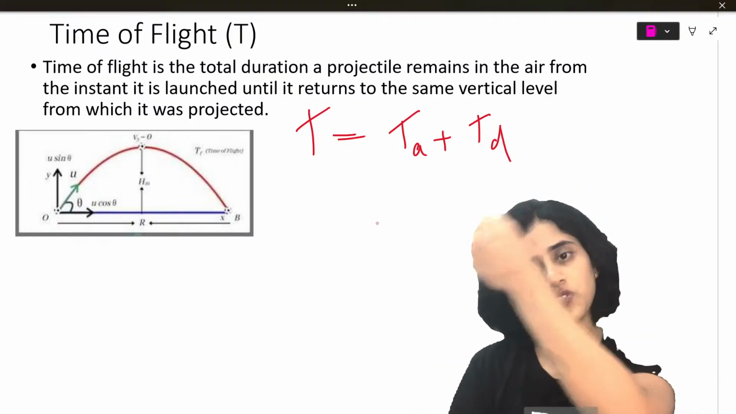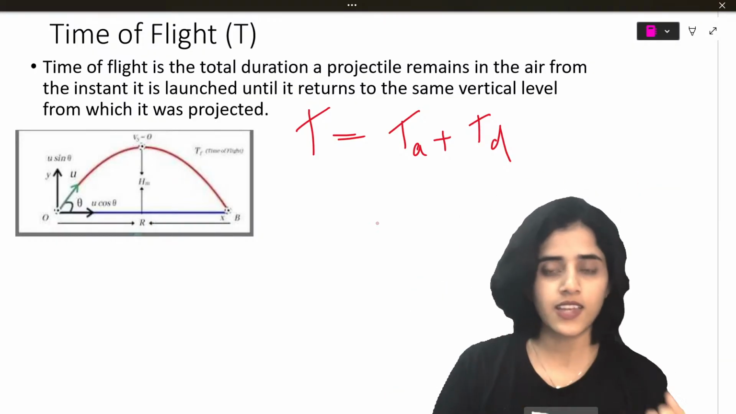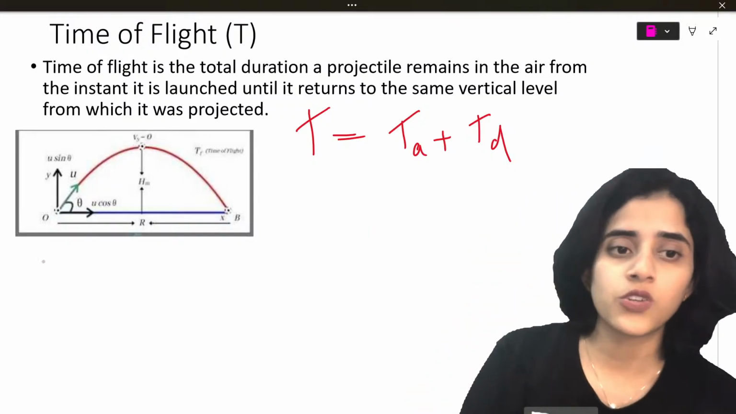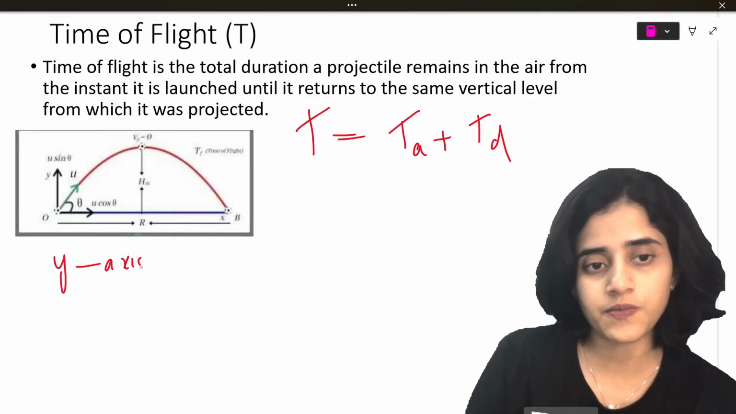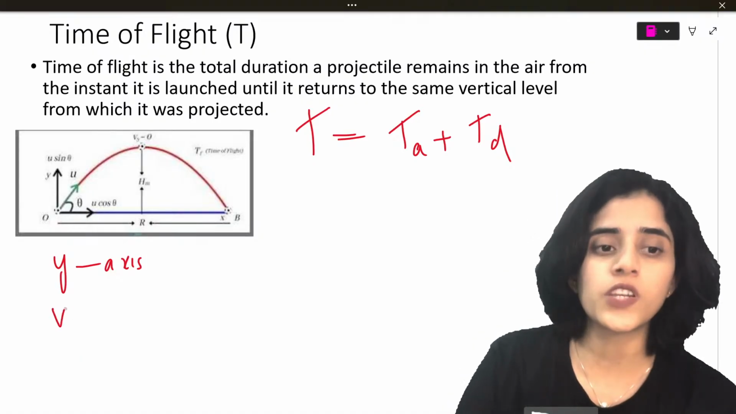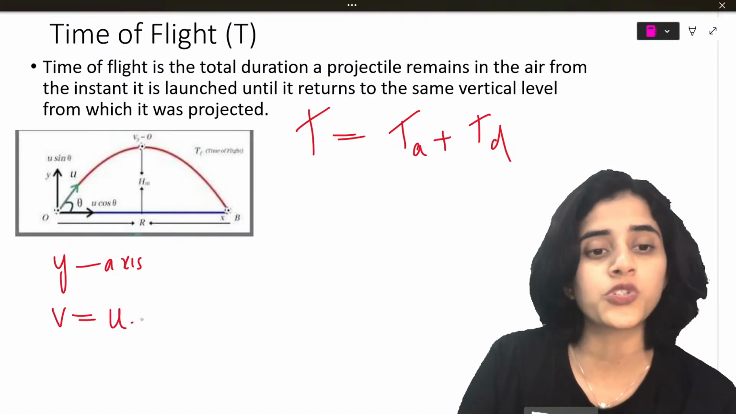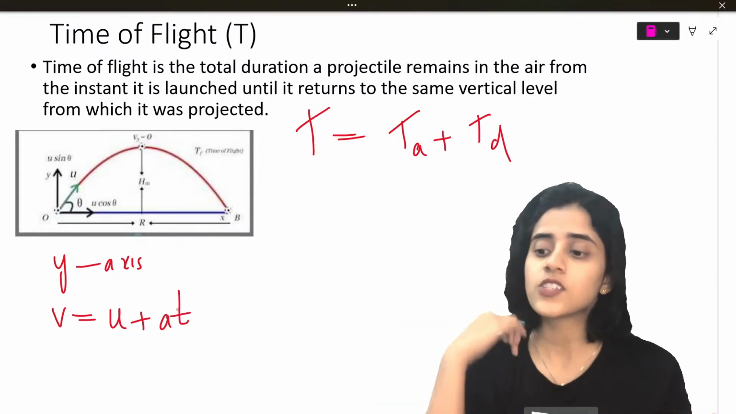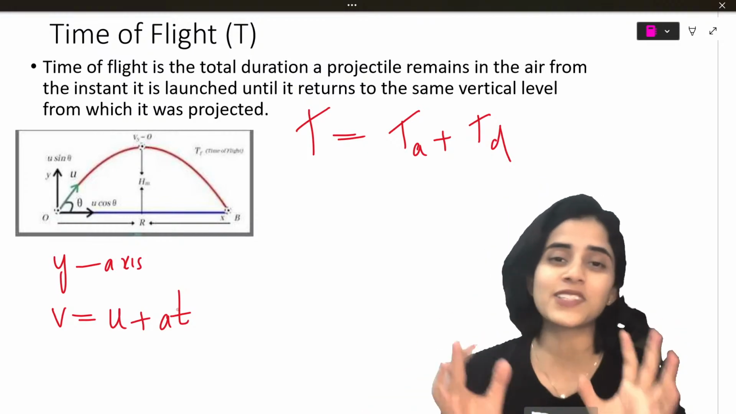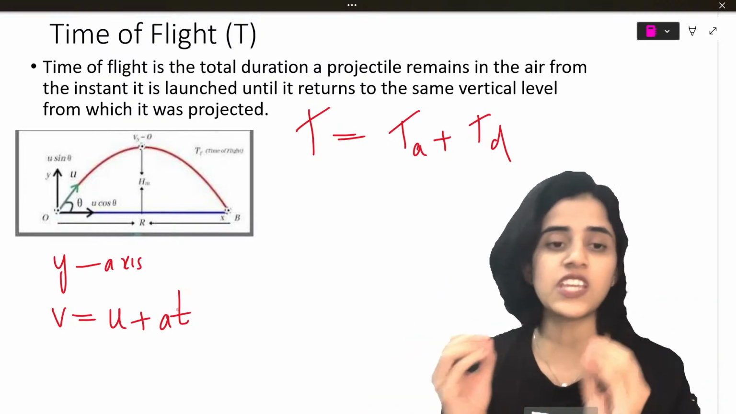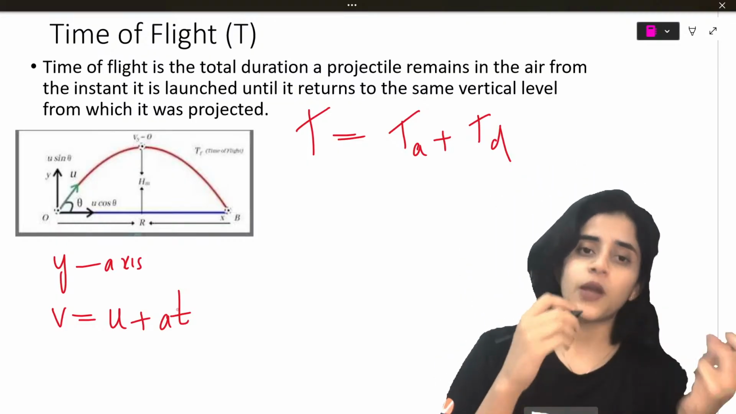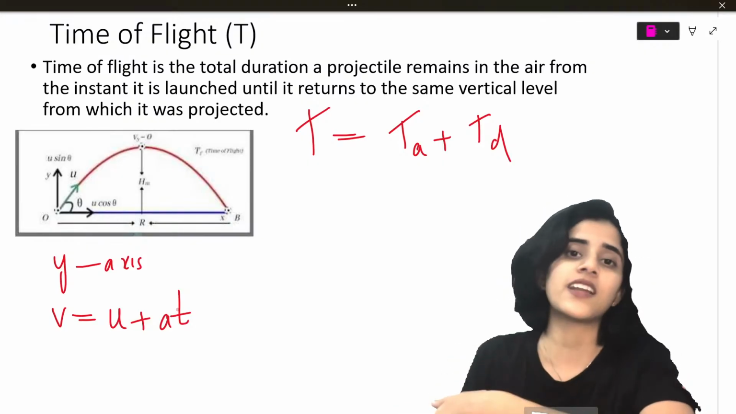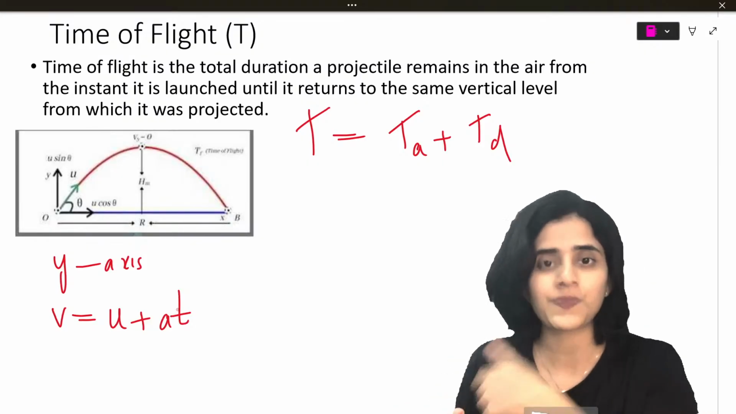Now in which direction is this moving? This is moving along the y-axis. First it moves up in the y-axis, then it moves down in the y-axis. So you should take it along y-axis. Let's write down the equation of motion. Why do I write down the equation of motion? Because something is moving along the y-axis. So the equation of motion is v = u + at. Now if I'm throwing something in a projectile motion, when it lands, when it reaches the ground, what is its final velocity? 0.